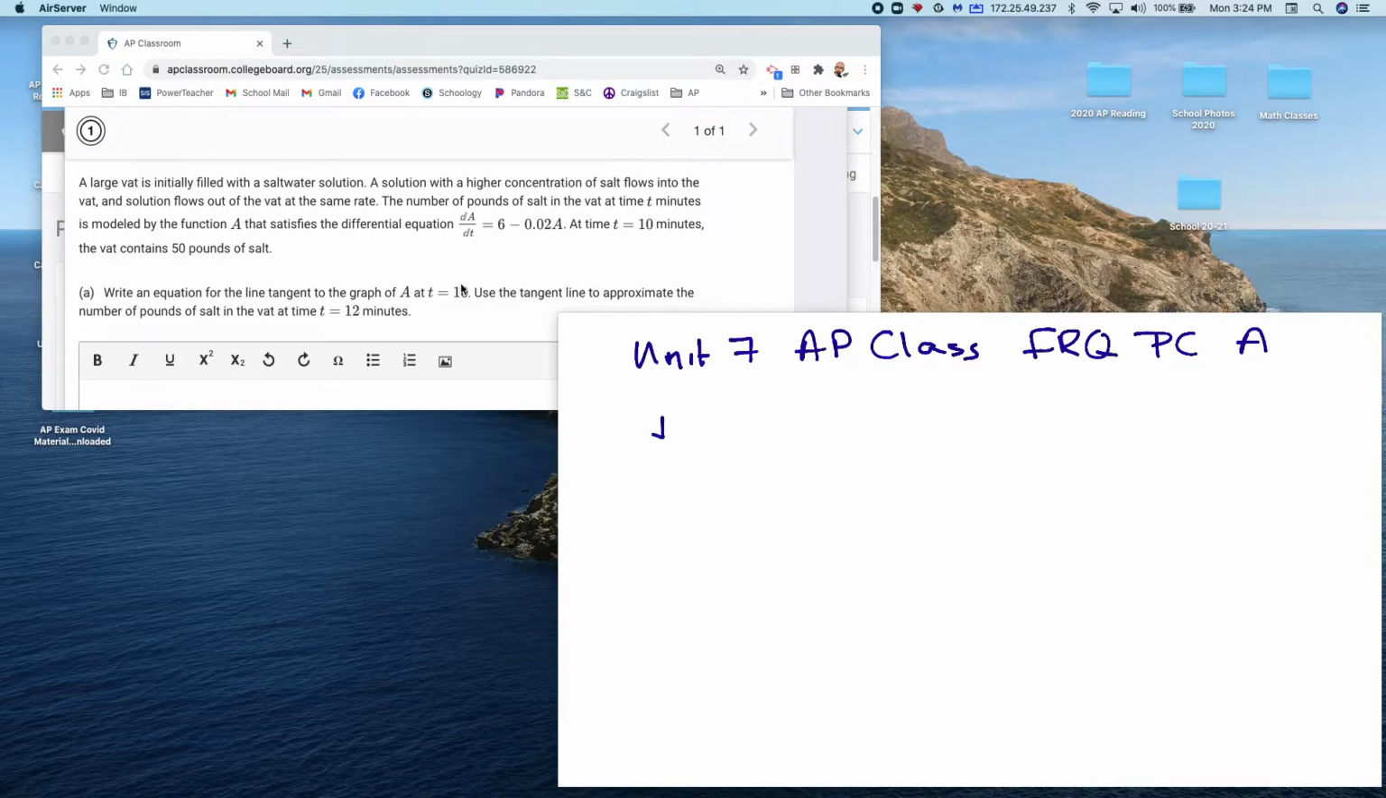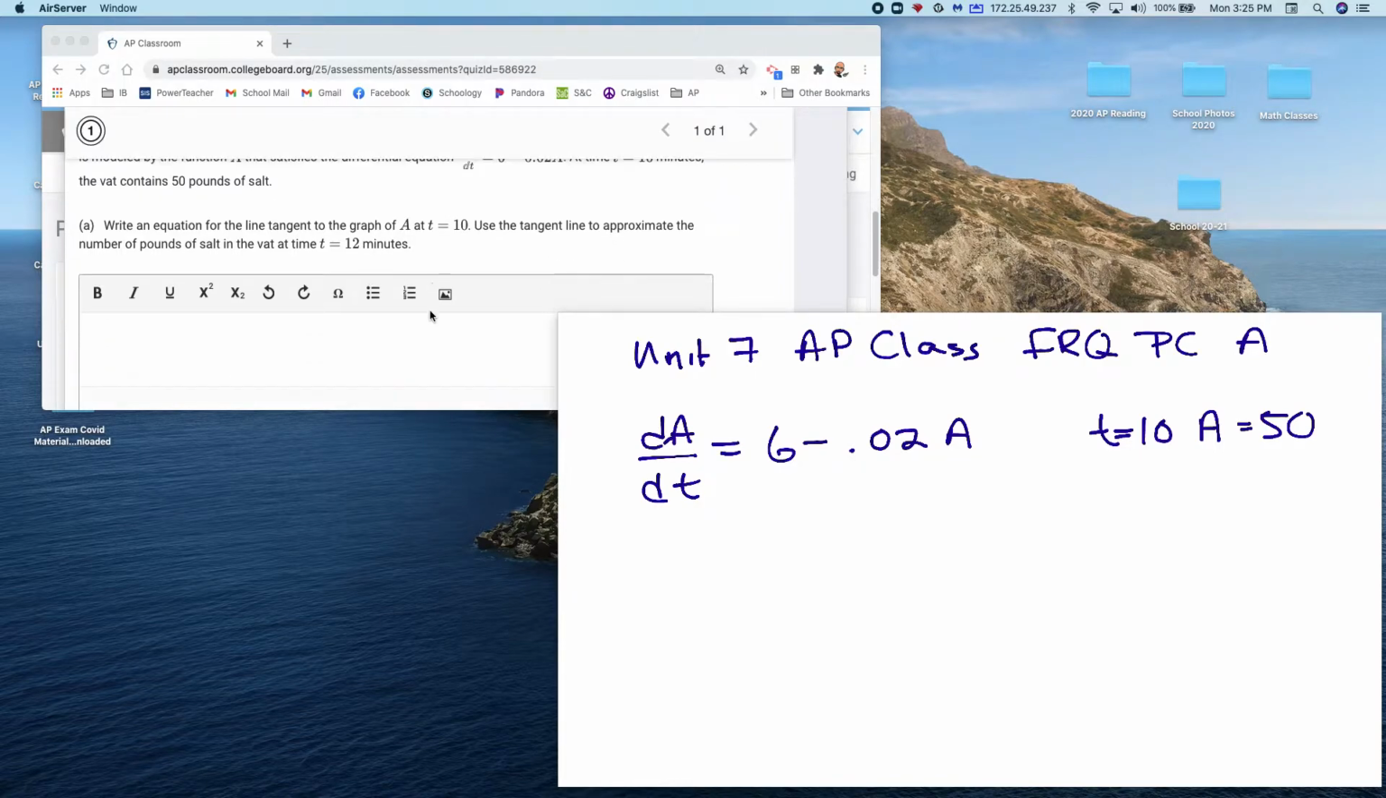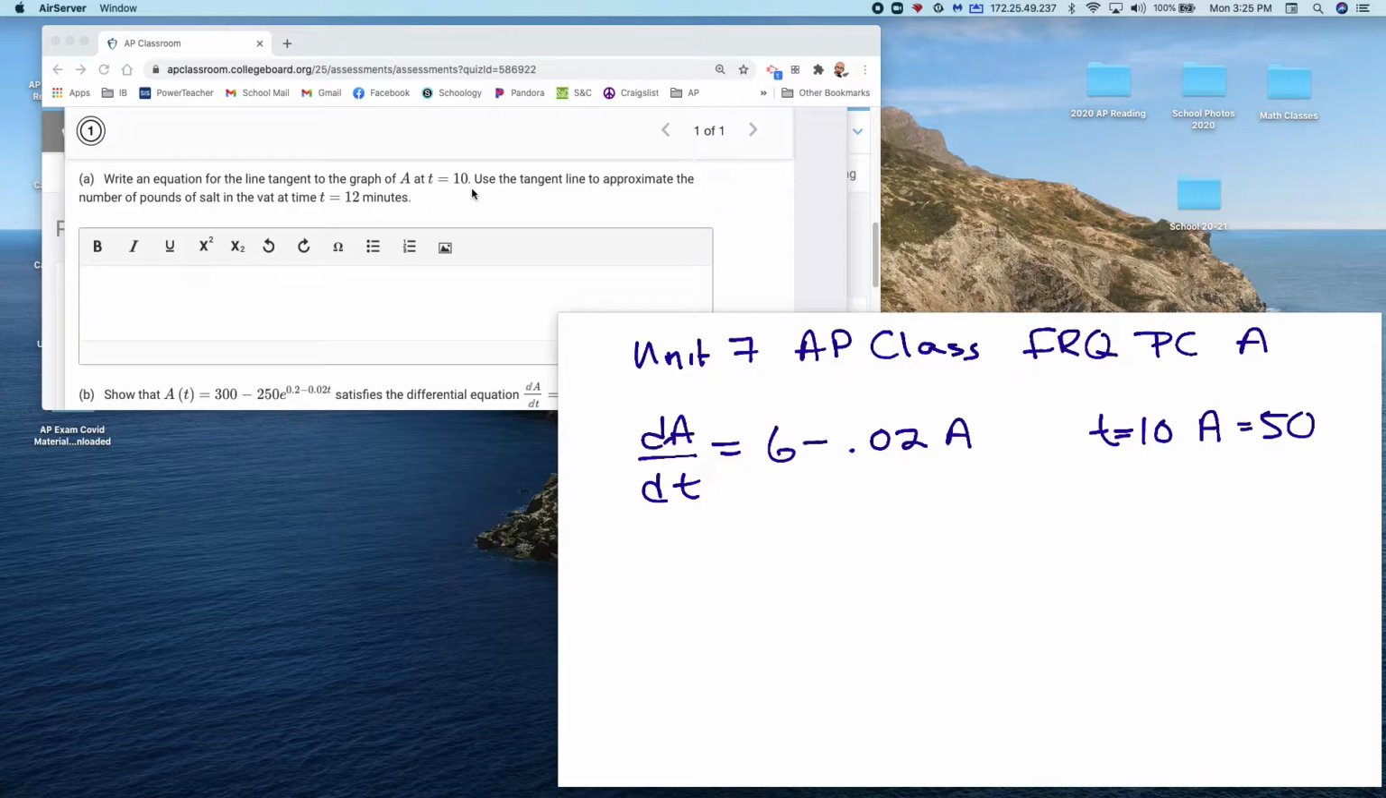So you got this dA over dt, which is a rate that is essentially directly proportional to itself. Now you have to take what I would call a leap of faith on some of these. But notice that when time t equals 10 minutes, A is equal to 50 pounds. So write an equation of the tangent line at t equals 10 and use it to approximate the number of pounds of salt. So part A.